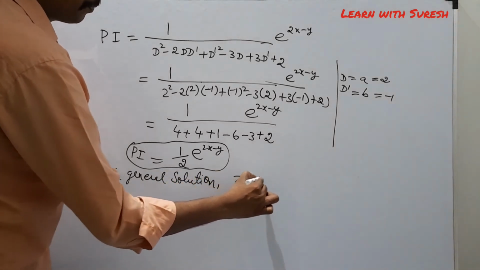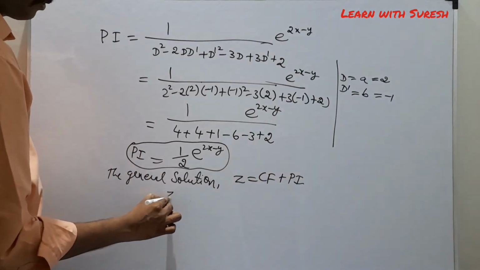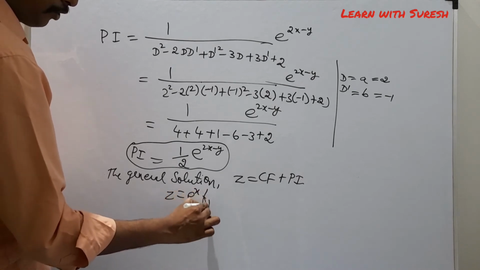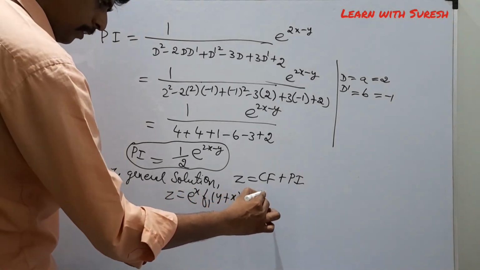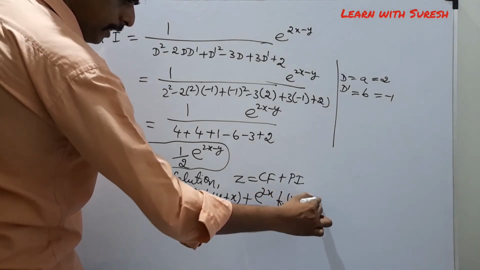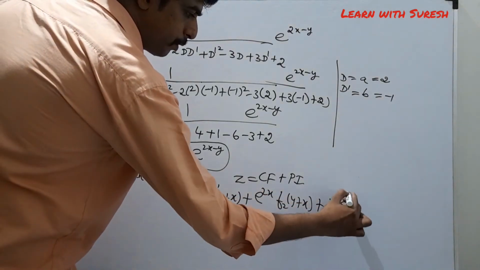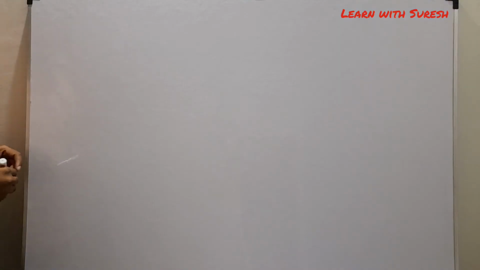Z equal to complementary function plus particular integral. That is Z equal to, already we found the complementary function, e power x f1 of y plus x plus e power 2x f2 of y plus x, and particular integral 1 by 2 e power 2x minus 1. This is the general solution. Let us see another problem.